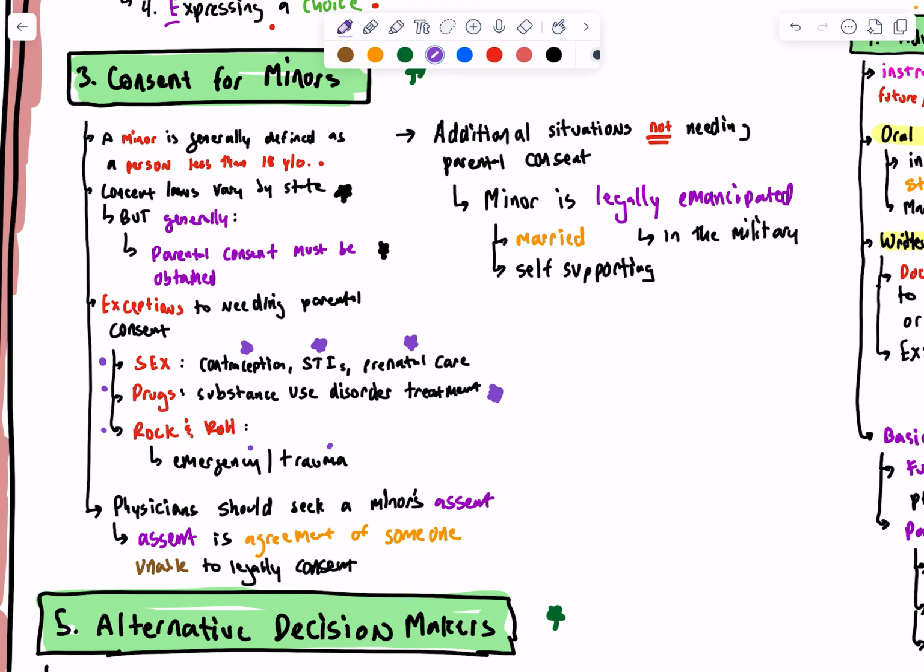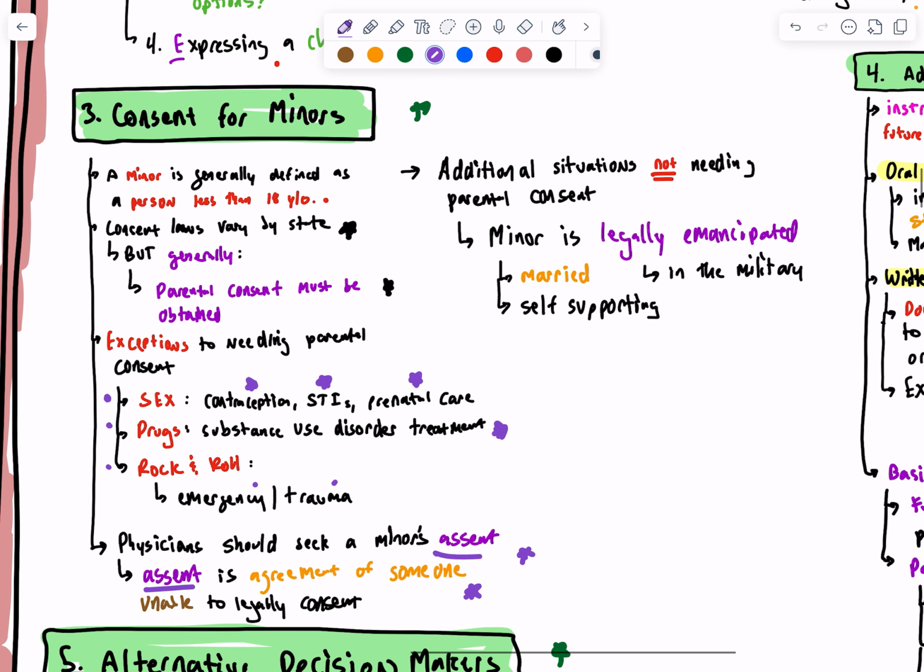So in addition to understanding that consent for minors is really parental consent, physicians should seek to get a minor's assent, not consent, where assent is an agreement of somebody unable to legally consent. All right, so just get the minor to also agree, even though it's not a legal consent.